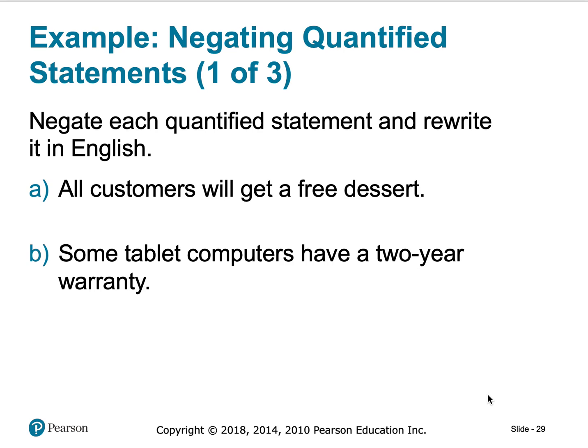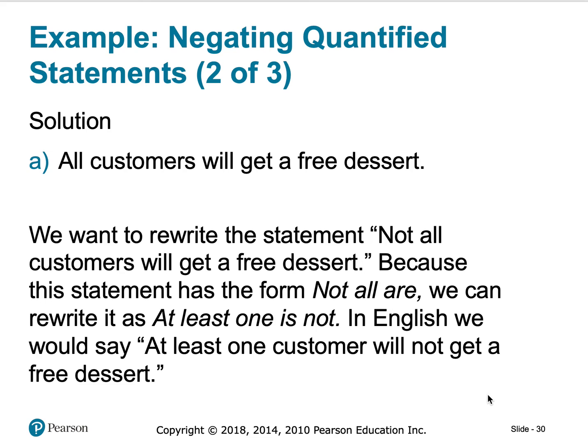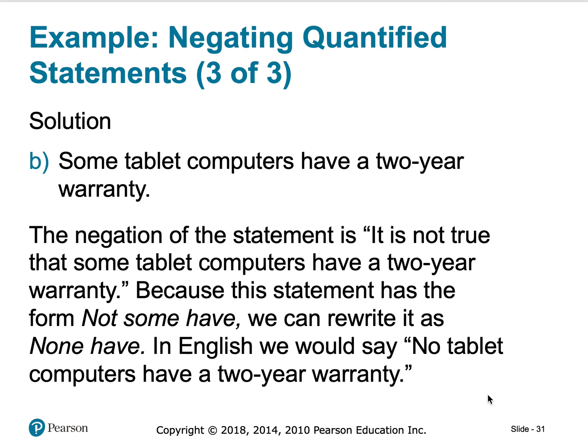So here's an example. All customers will get a free dessert, and some tablet computers have a 2-year warranty. I want to negate these. So if I'm looking at "all customers will get a free dessert," to negate that I would say not all customers will get a free dessert. Because it has "not all are," I could rewrite it as at least one is not getting dessert. Here I have "some tablet computers," and if I'm wanting to negate that, I would say it is not true that some tablet computers have a 2-year warranty. Because this statement has "not some have," I can then say "none have" in English. So no tablet computers have a 2-year warranty.